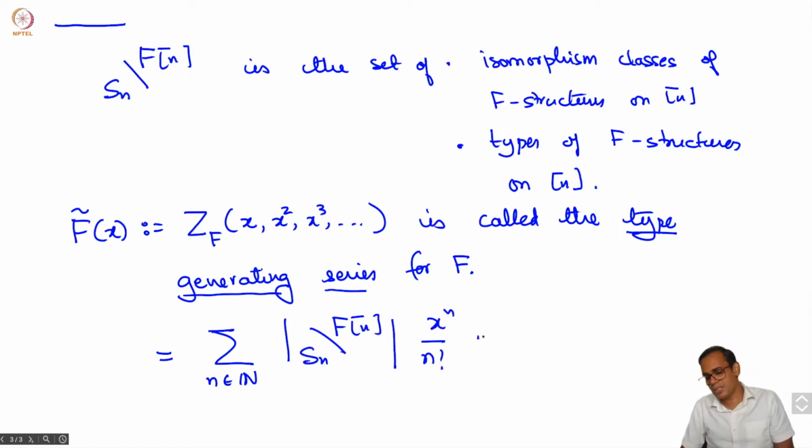There are some species for which it's fairly straightforward to enumerate the number of F structures on n, for example graphs or directed graphs, but it is very difficult to enumerate the number of types or the number of isomorphism classes of F structures on n. Okay, it's very hard to figure out how many isomorphism classes of graph structures there are with n vertices.